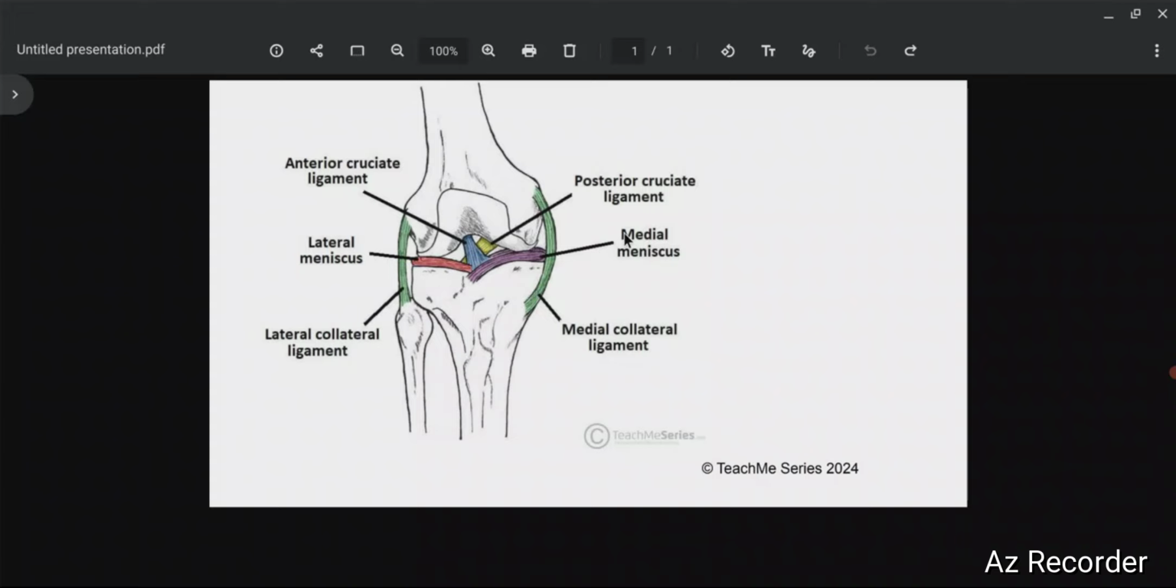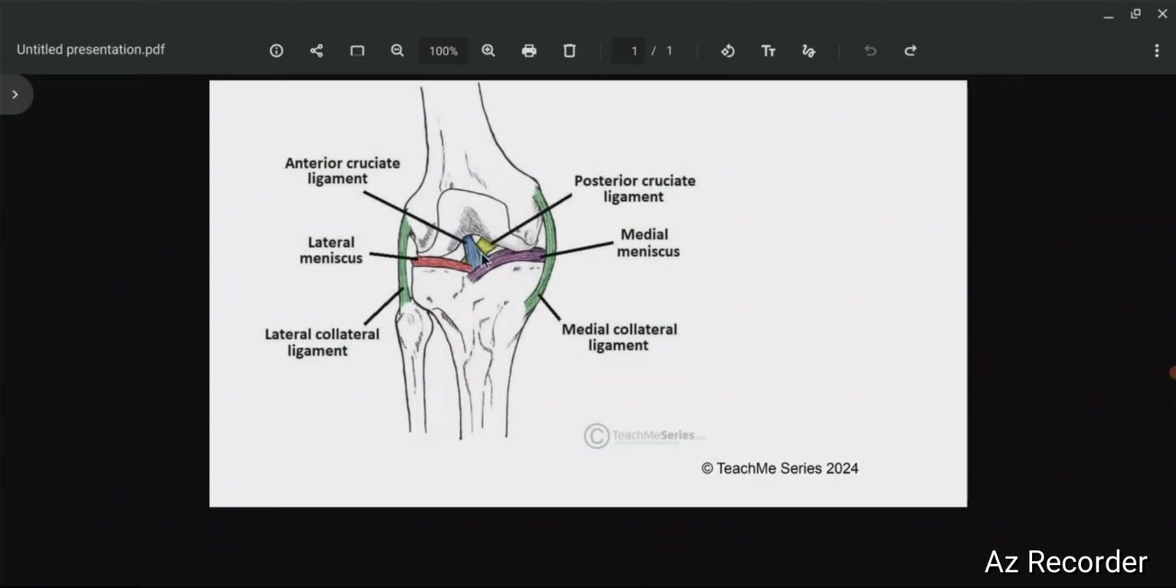Now which one is the posterior cruciate ligament and which one is the anterior cruciate ligament? The one which is inserting anteriorly on the tibia is the anterior cruciate ligament. This name, anterior or posterior, is with respect to the insertion on the tibia. If the ligament is attaching on the anterior aspect of the tibia, it's the anterior cruciate ligament, and if it's inserting on the posterior aspect of your tibia, it's the posterior cruciate ligament.